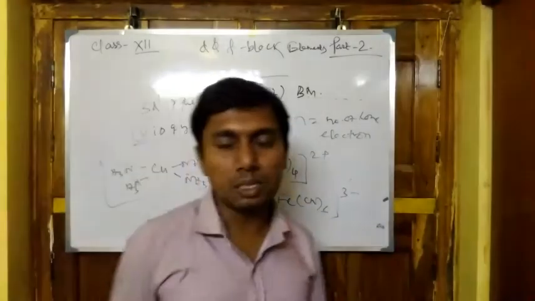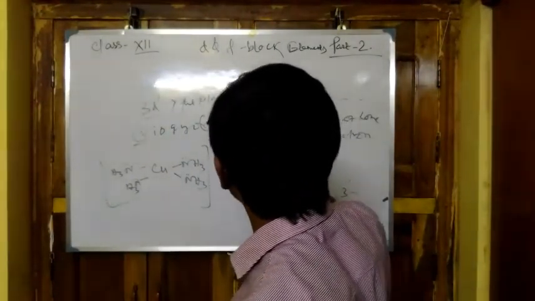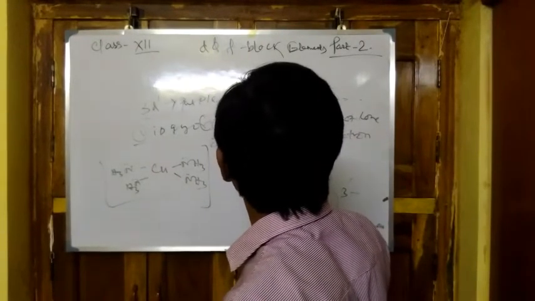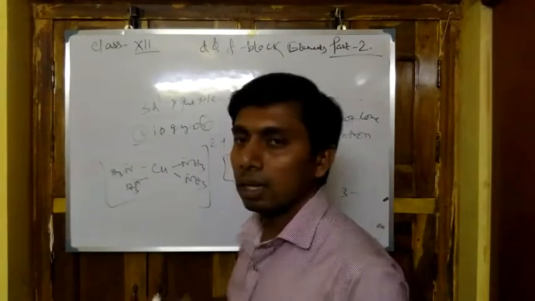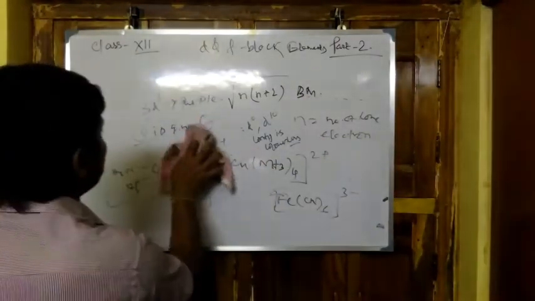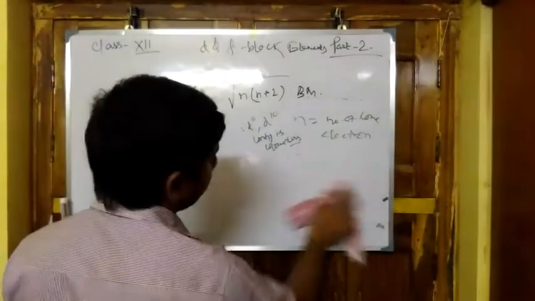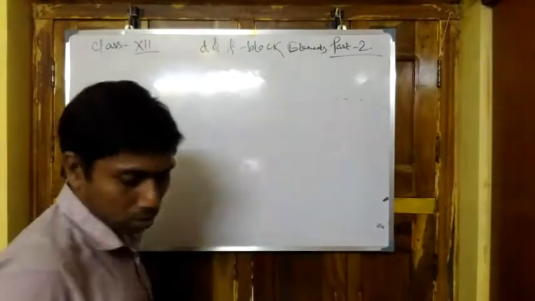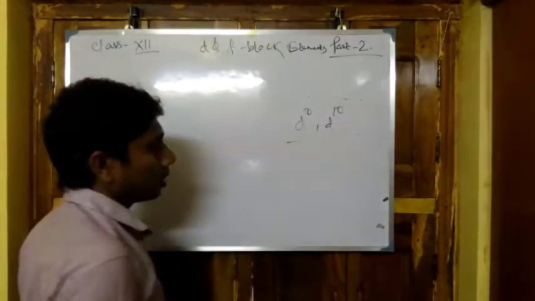Now the special specification: the compounds with d0 or d10 configuration are colorless. Carefully remember that the electronic configuration of a transition element having d0 or d10 configuration is colorless, because no exchange of position between the electrons is possible in this type of compounds. So d0 and d10 are colorless in nature.